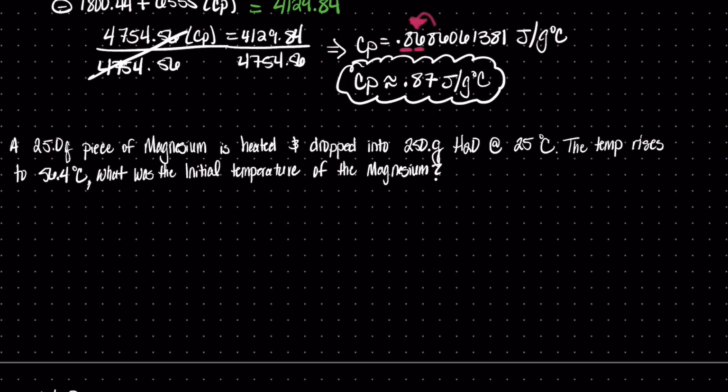A 25-gram piece of magnesium is heated and dropped into 250 grams of water at 25 degrees Celsius. I know the temperature rises to 56.4 degrees centigrade. What is the initial temperature of the magnesium? So I've showed you one where you're looking for TF. I've showed you one where you're looking for specific heat. Now let's go for TI.